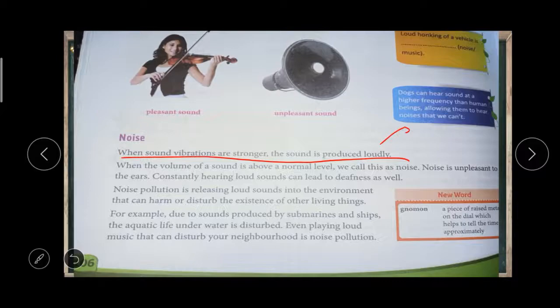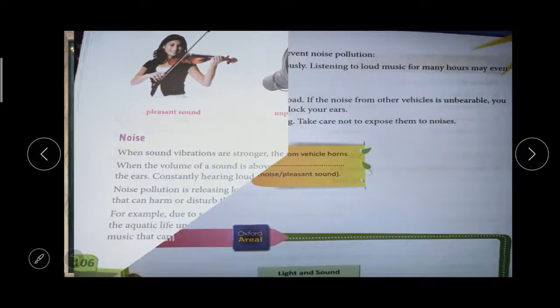For example, due to the sound produced by submarines and ships, the horn in the ship is very loud, right? So it affects the aquatic life under the water. They will be frightened and threatened by that sound. Even playing loud music, if you are playing pop or rock music in your home theater with a loud volume, it will disturb your neighborhood, right? So noise is a very irritating and unpleasant sound to us, and that will create noise pollution.